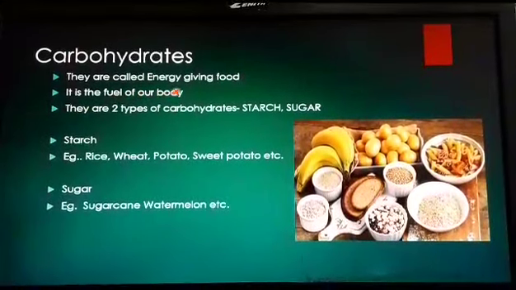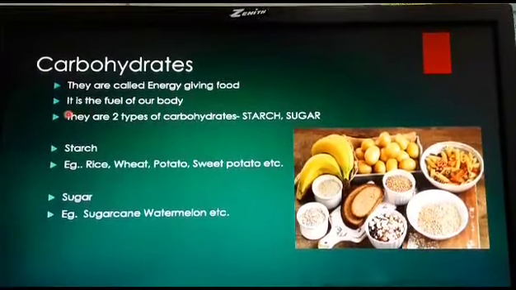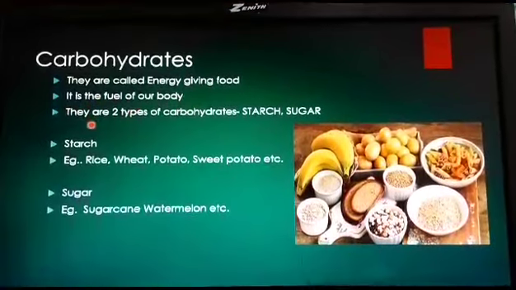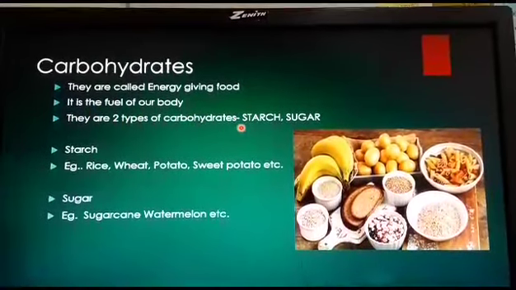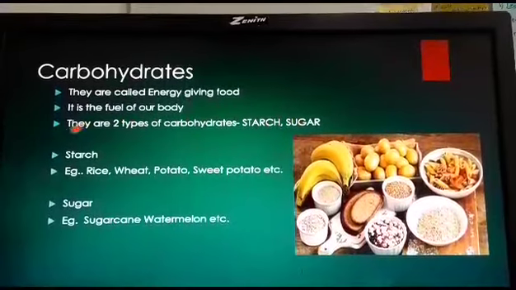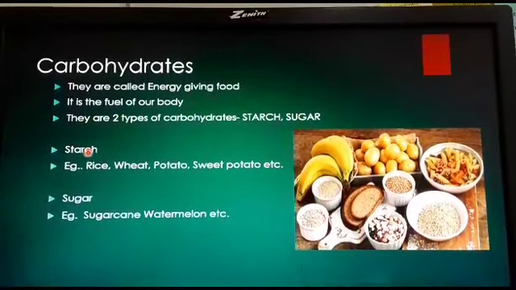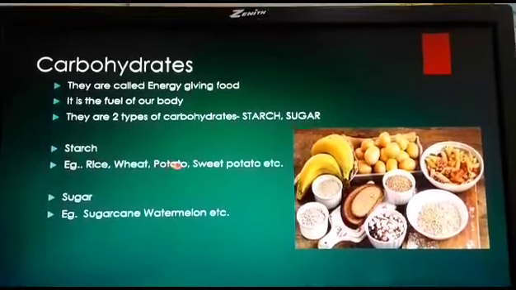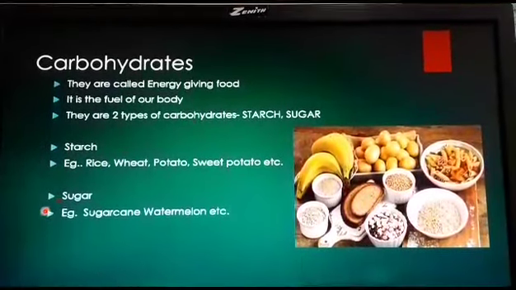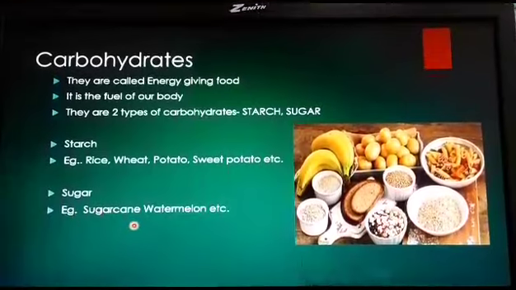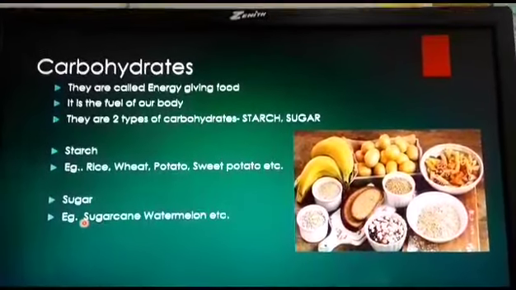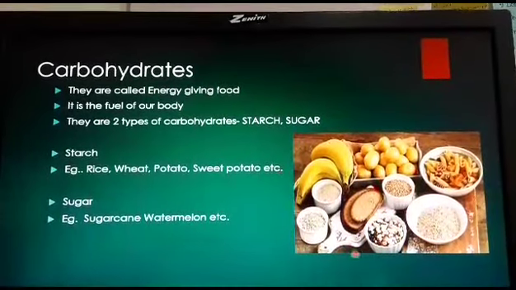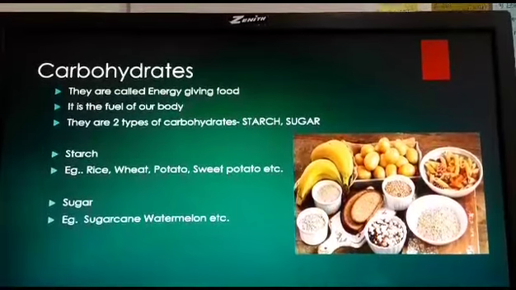Carbohydrates. They are called energy-giving food. It is the fuel of our body. There are 2 types of carbohydrates: starch and sugar. Starch. Example: rice, wheat, potato, sweet potato, etc. Sugar. Example: sugarcane, watermelon, etc. Here are some pictures of carbohydrates.